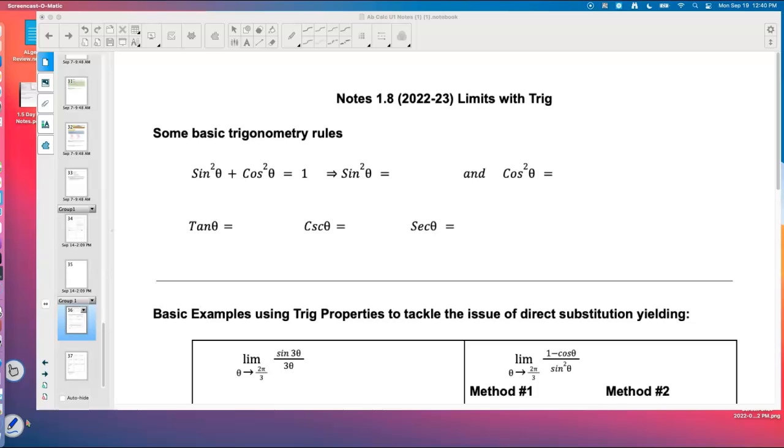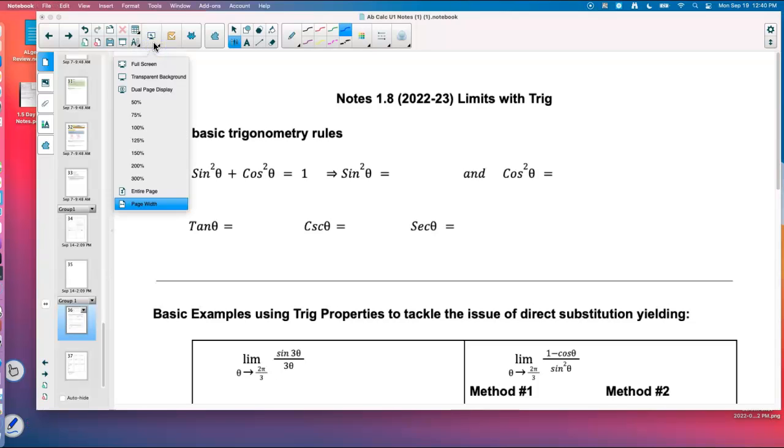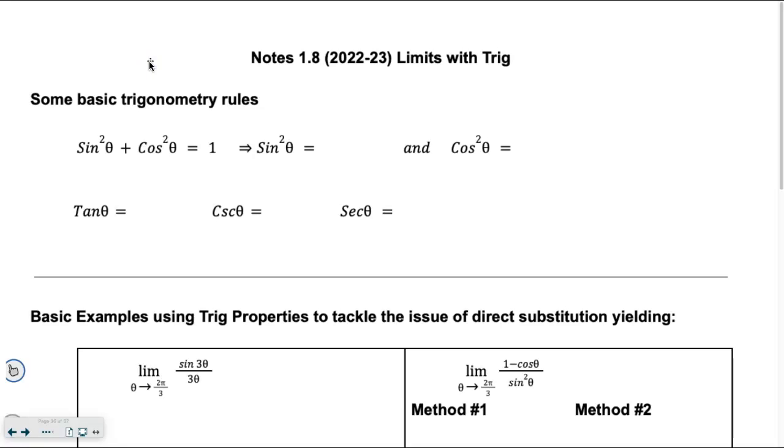So in 1.8, we were doing limits, and we were working with trig functions, so we had kind of two levels of them. The first level just dealt with some basic trig rules that you need to remember because you'll be replacing things, usually in order to get something to factor. So if sine squared theta plus cosine squared theta equals 1, then you can replace sine squared theta with 1 minus cosine squared theta.